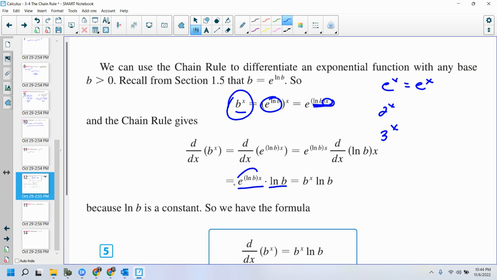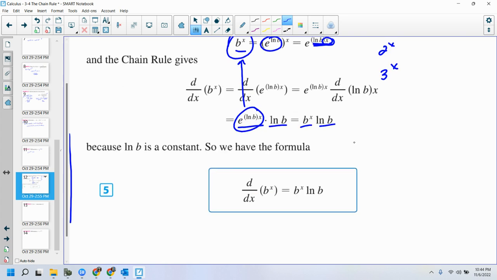Okay, so what was this equivalent to again? Oh, that's right. That was b to the x. So b to the x ln of b. What you guys have to know is that's our derivative. If you take the derivative of any exponential function, it's b to the x times ln of b.